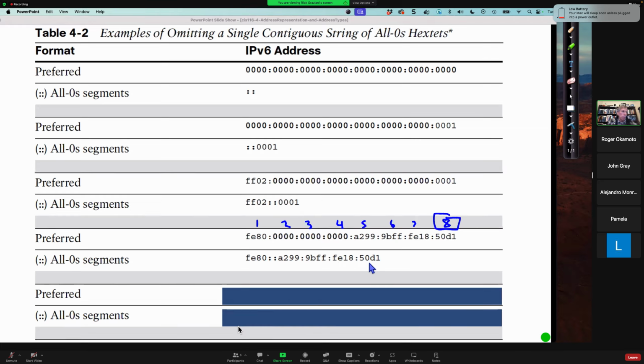Here, we've got the majority at the end, so that would be the 8th, 7th, 6th, and 5th. That's the last 4 hextets, which means this is the first hextet. So what's been replaced by the double colon is 2, 3, 4. In this case, just count from the end.